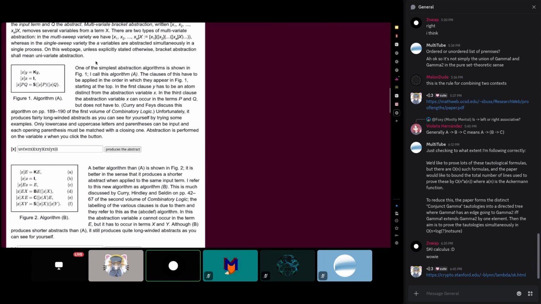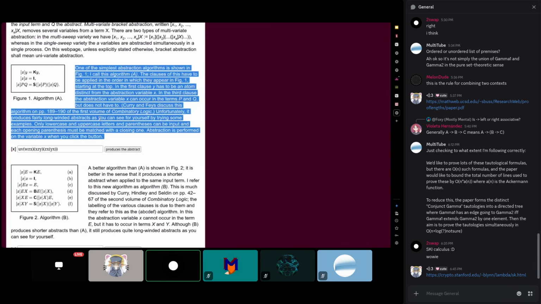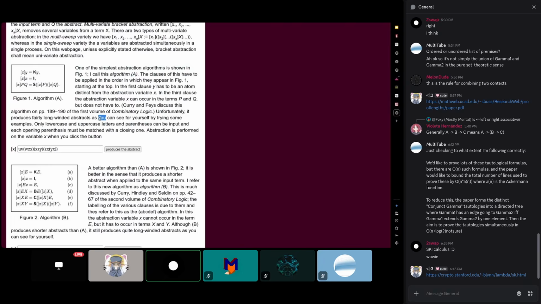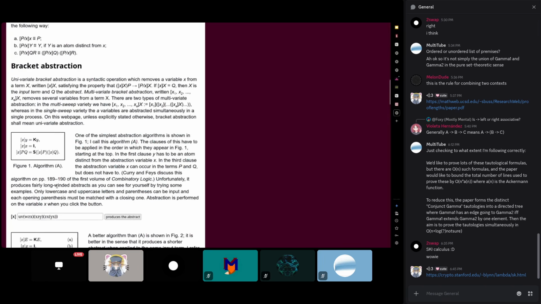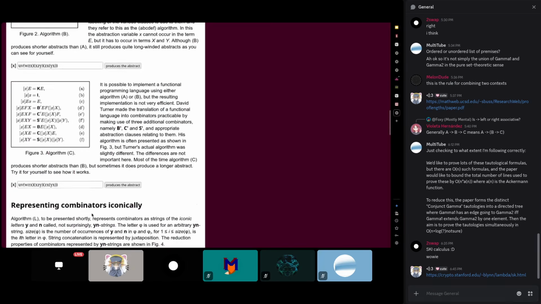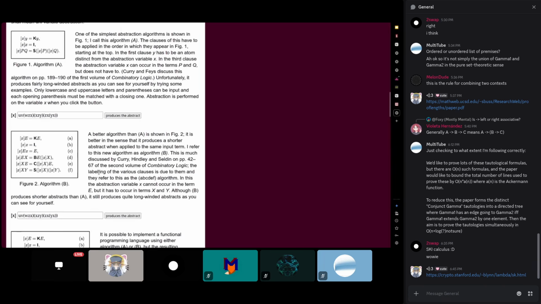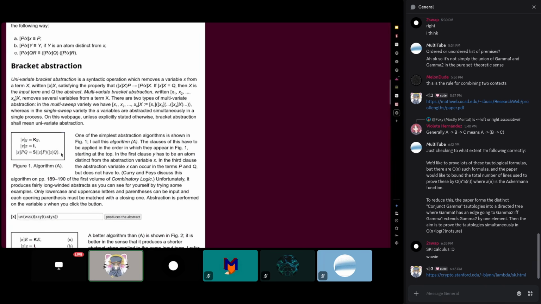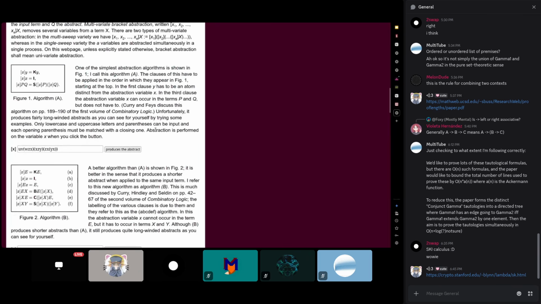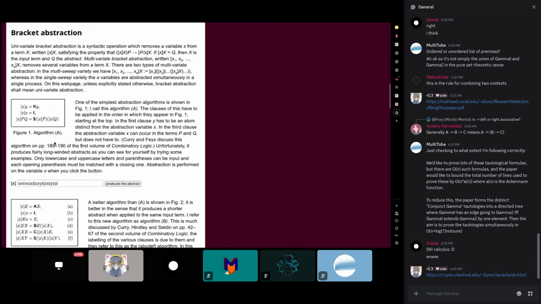And to be clear, you're saying big O of n squared in the number of terms in the resulting thing, not the amount of time it takes you to write it. Yeah. So if the size of the original term is n, then the number of S and K combinators in the bracket abstracted term is at most big O of n squared, for this algorithm at least. Okay.